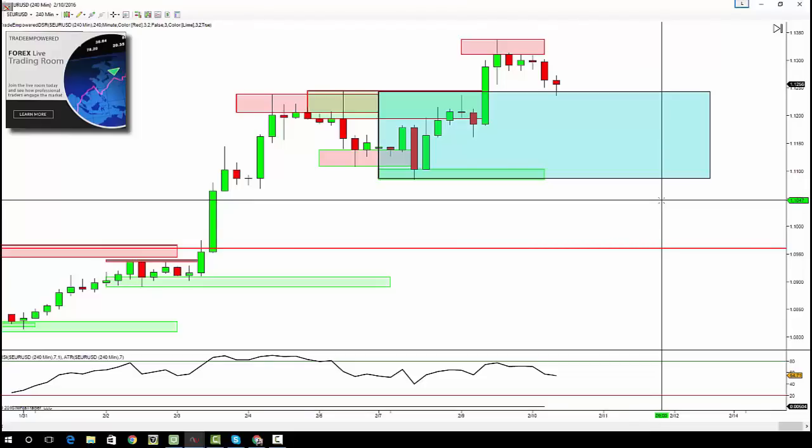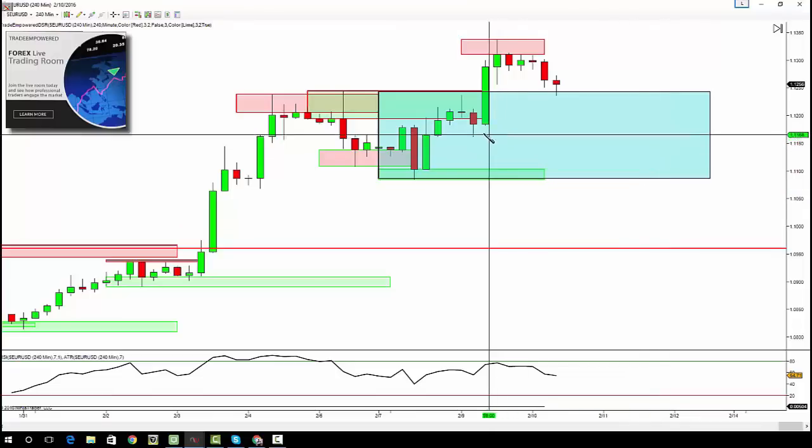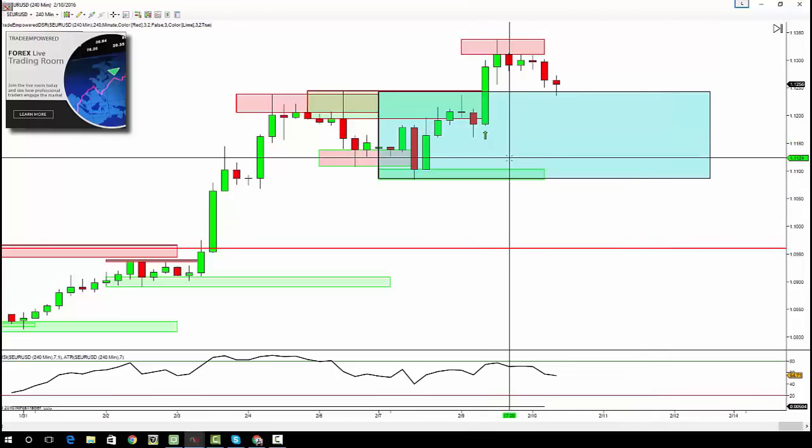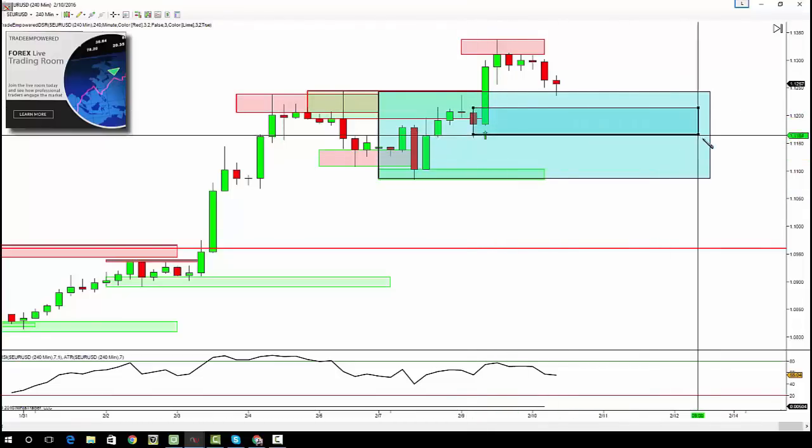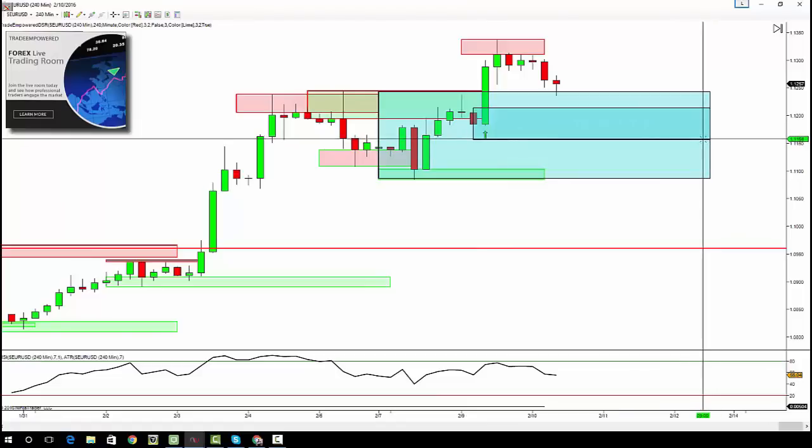Yeah, big green candle. So again, look at the big green candle right here. And you can say, well, here's a zone. And of course, this is when you go down to the lower time frames.